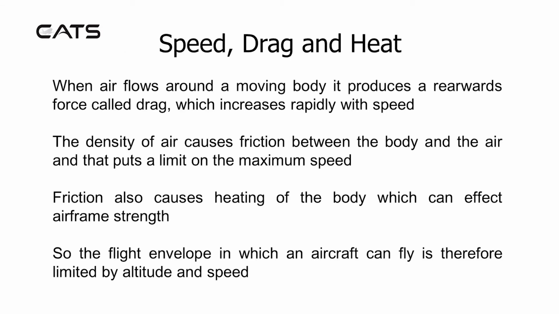Speed, drag and heat. When air flows around a moving body, it produces a rearwards force called drag, which increases rapidly with speed. The density of air causes friction between the body and the air, and that produces a limit on the maximum speed. Friction also causes heating of the body, which can affect airframe strength. So the flight envelope in which an aircraft can fly is therefore limited by altitude and speed.